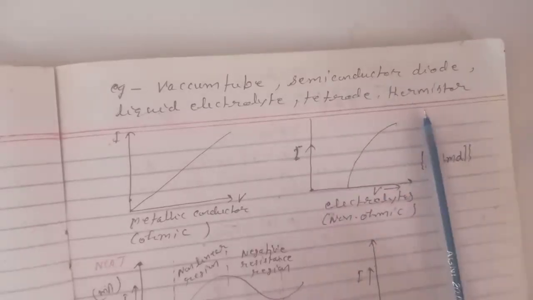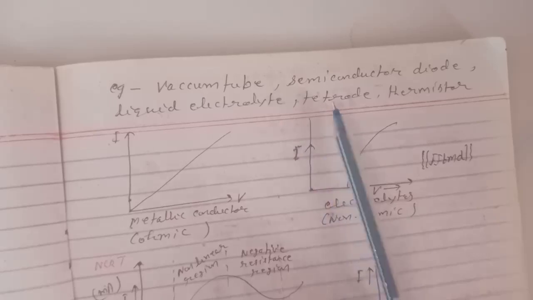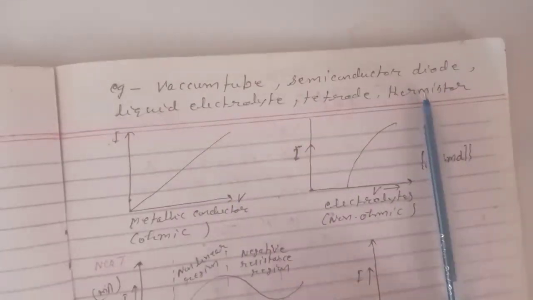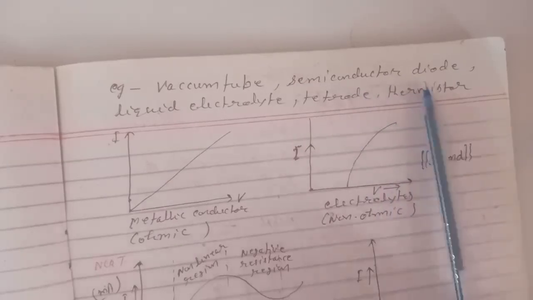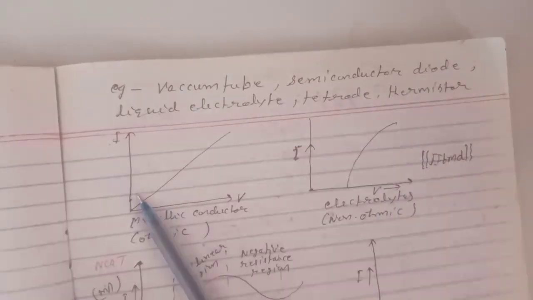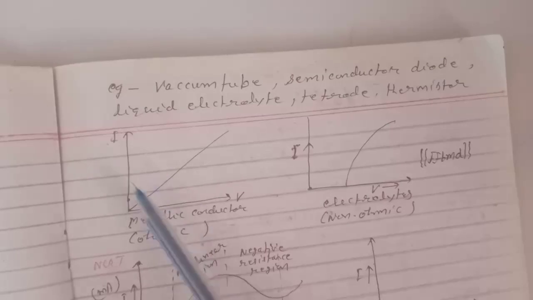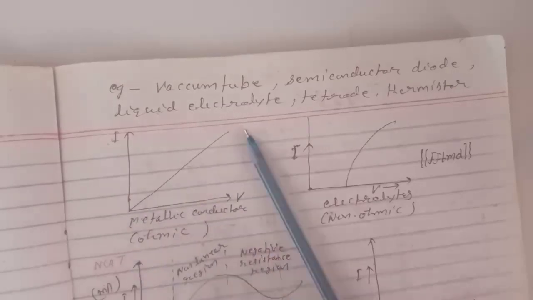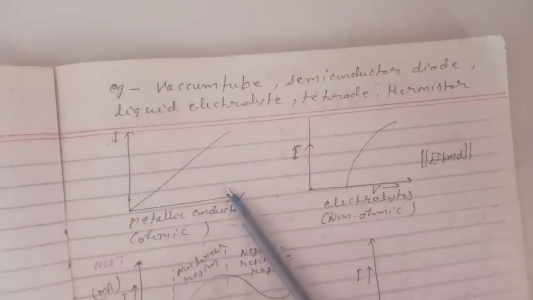In this type of material, current is not directly proportional to voltage. For example, this is an ohmic conductor. Metallic conductors are ohmic conductors, so I is proportional to V, and the graph is a straight line between I and V.